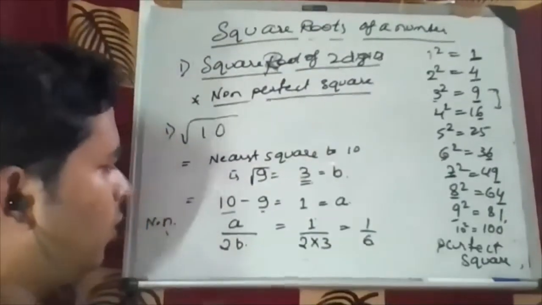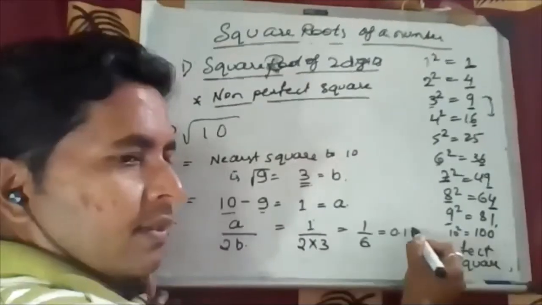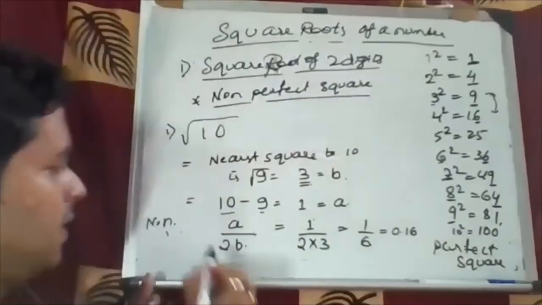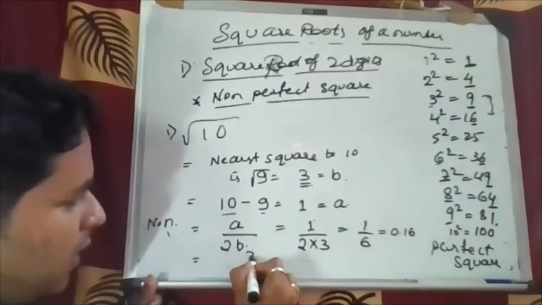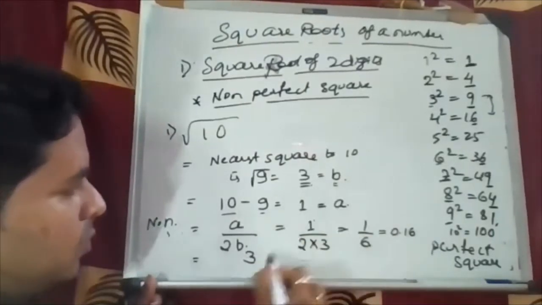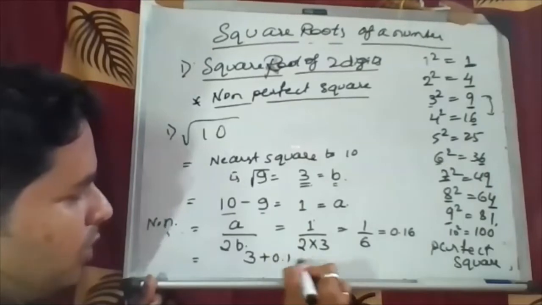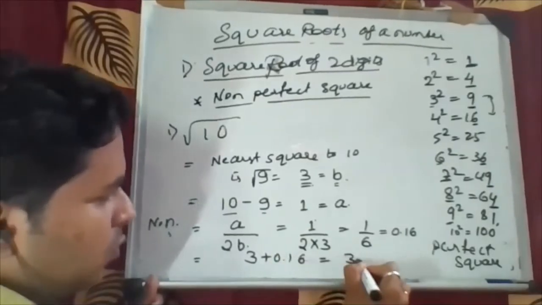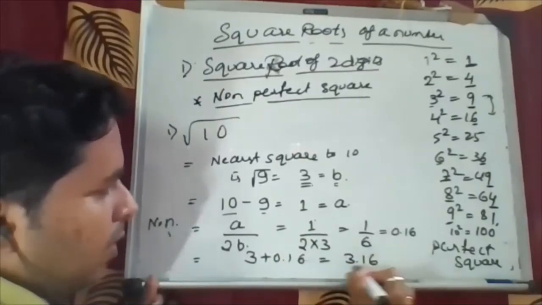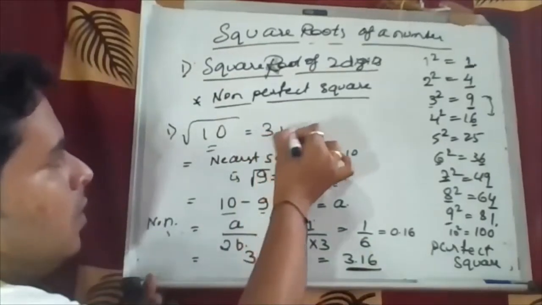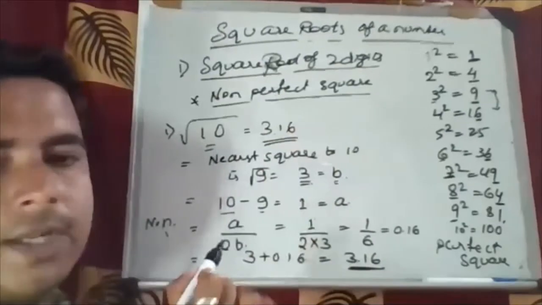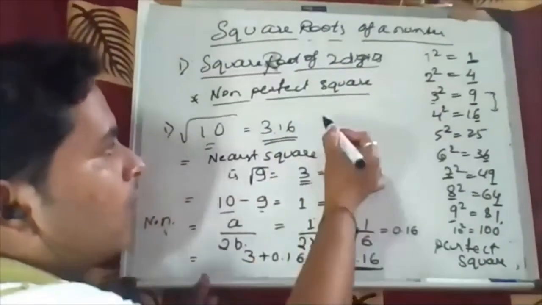0.16. Then the next step is to add that 0.16 to the 3, this B number. So 3 plus 0.16. This is your square root value. This is the square root of 10. What will be the answer? 3.16.